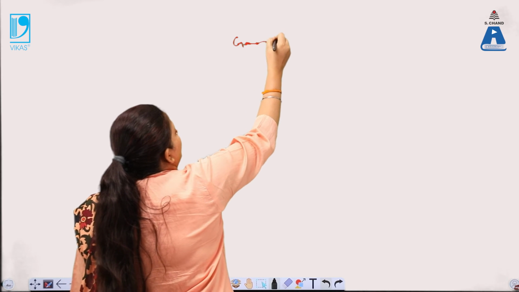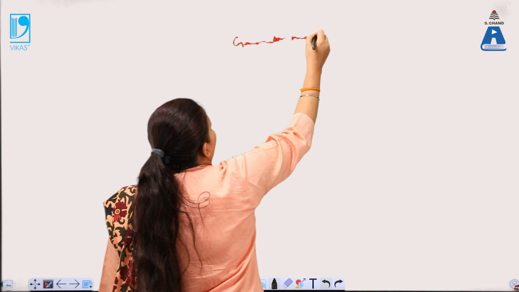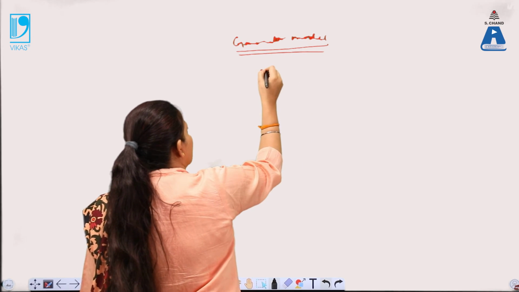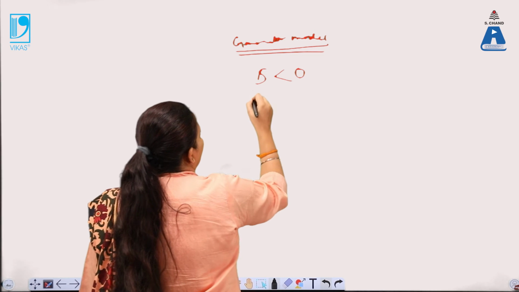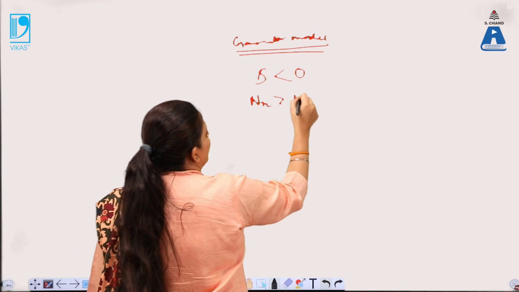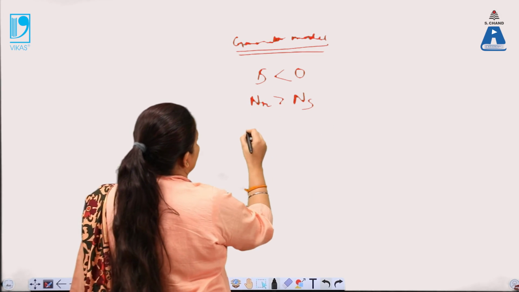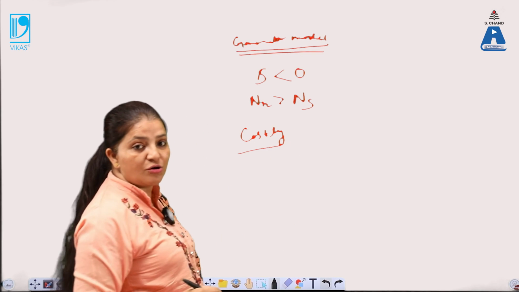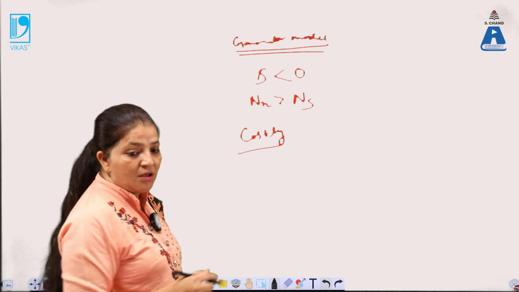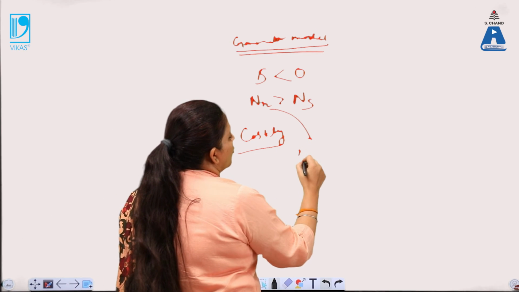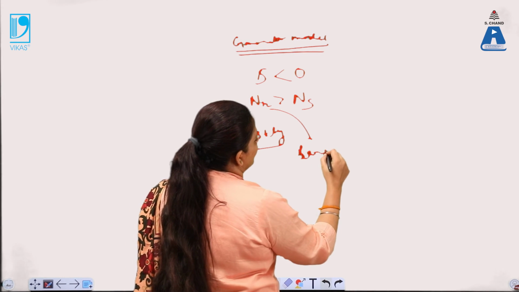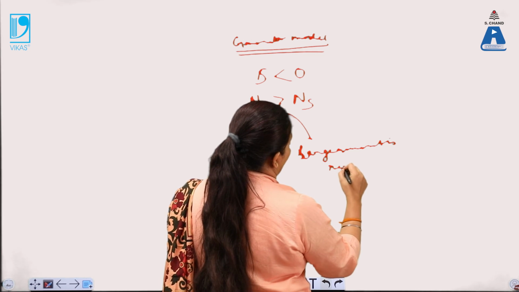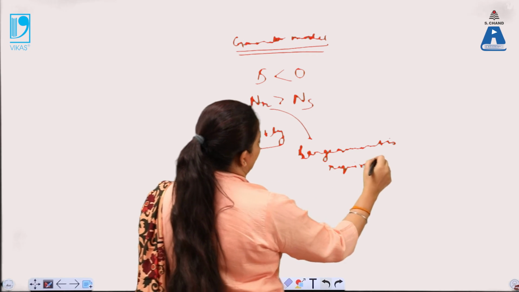Means in the generator mode, slip is negative, NR is more than NS, and that is costly. Why is this costly? Because in order to increase the speed of the rotor, a large amount of field is required, and that is not permissible.